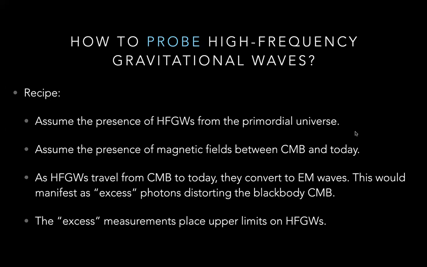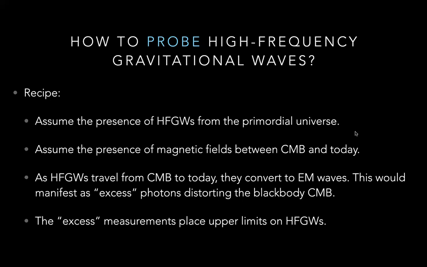So the recipe for deriving these upper limits on high frequency gravitational waves is to assume a stochastic background of high frequency waves from the early universe. We're remaining model agnostic, but there is a large range of possible sources in the early universe, like I mentioned before. So we assume the presence of the high frequency waves as a whole background. And we also assume the presence of magnetic fields between the CMB and today, and also some properties associated with these large-scale magnetic fields in which the gravitons can convert into photons.